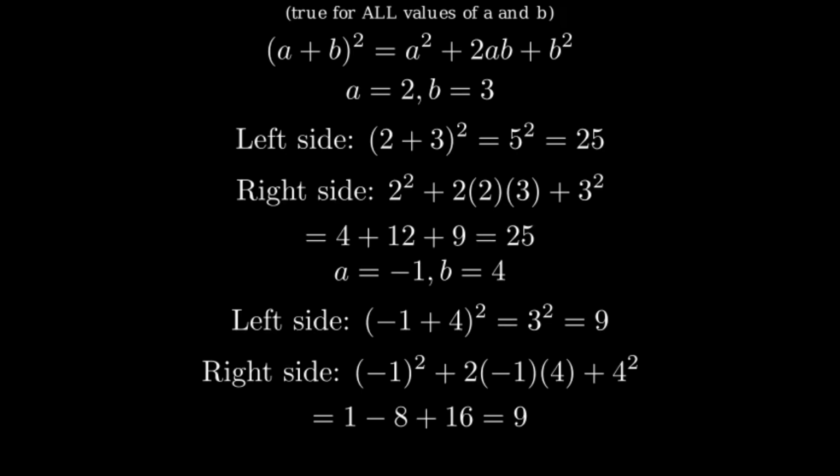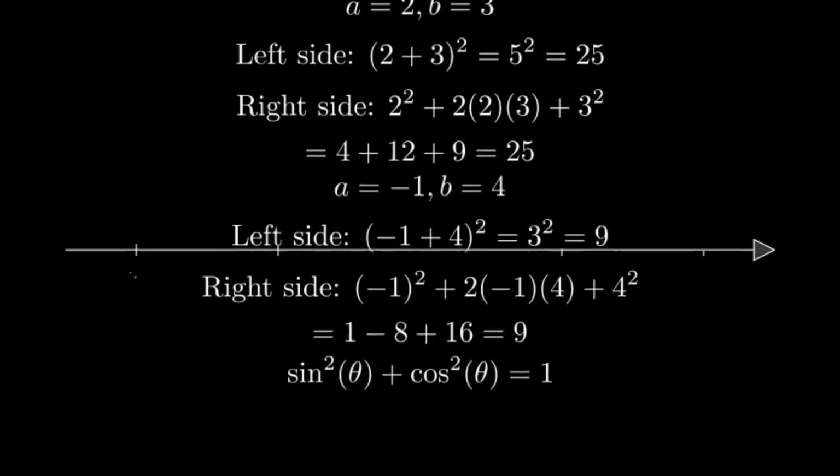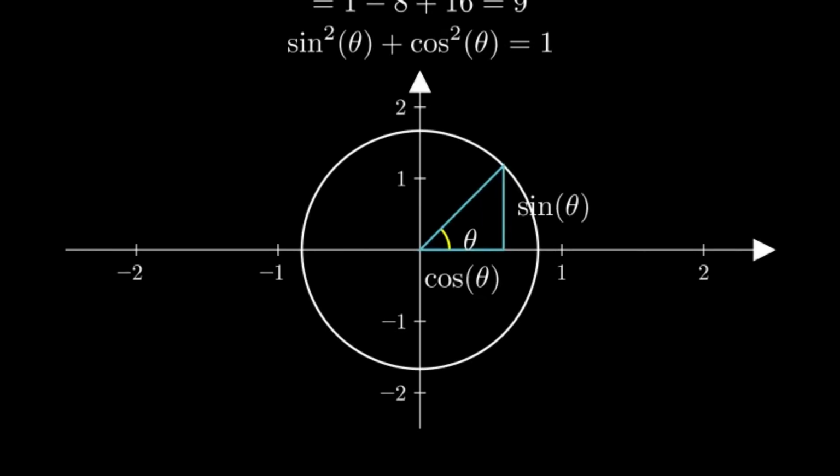Another important type of identity is the trigonometric identity. A famous example is sine squared theta plus cosine squared theta equals 1. This can be visualized using the unit circle, where for any angle theta, the square of the sine and cosine coordinates always sum to 1.